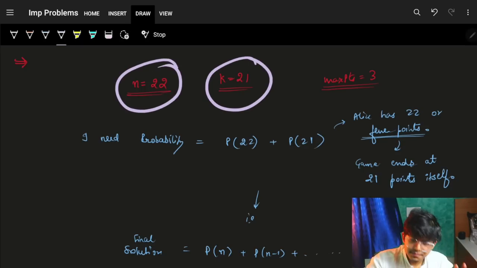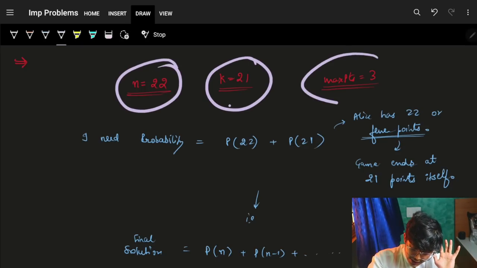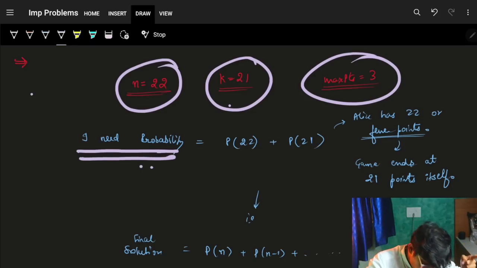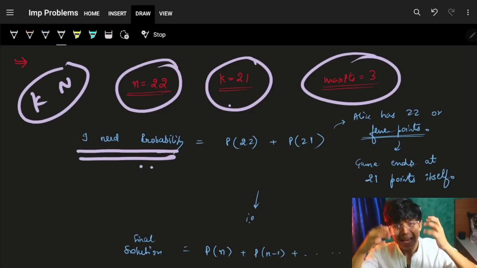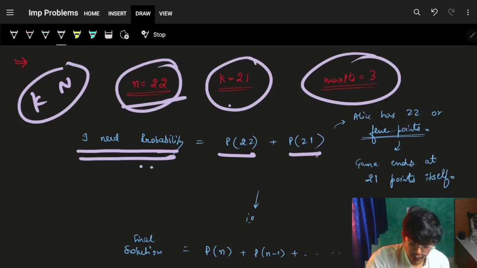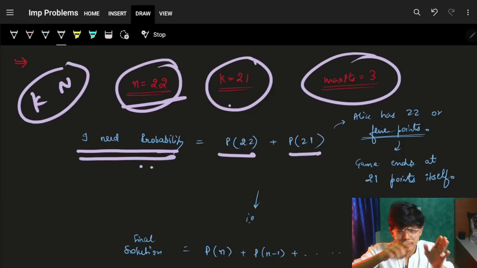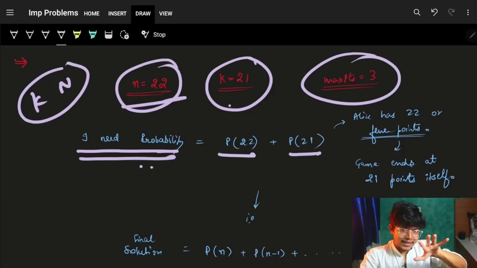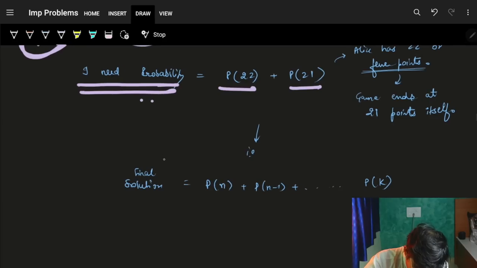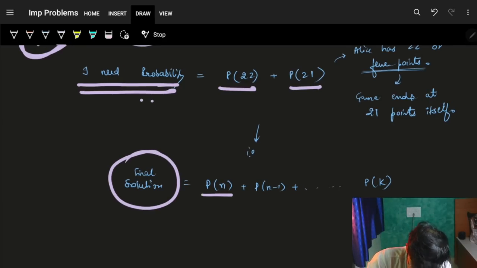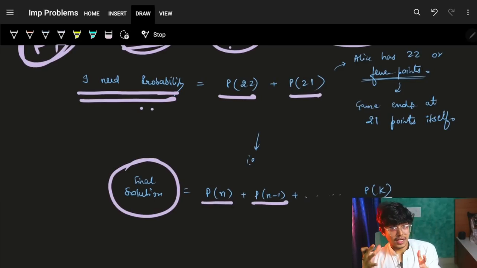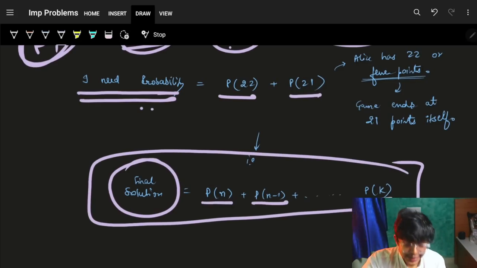We take the example again: n equal to 22, k equal to 21, max points is 3. Now, I need to find the probability from k to n, because it is n or lesser points, which means n is 22, lesser points up till 21. If it had been, let's say, 20 or something, then I would have put it like this. But right now I took the example like this, n to k. I will just add the probability, which means my final solution will have the probability of getting the number n, n minus 1, up till k. It is my final solution which I need to have.